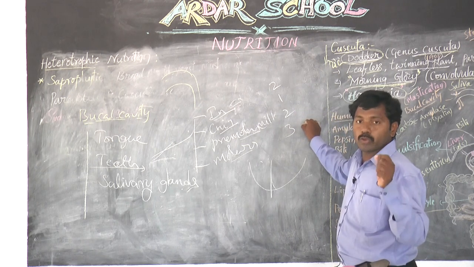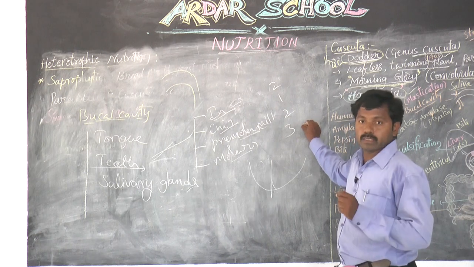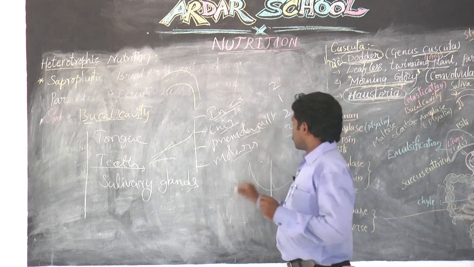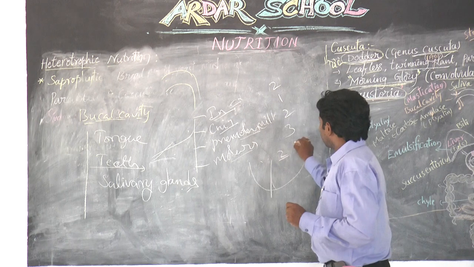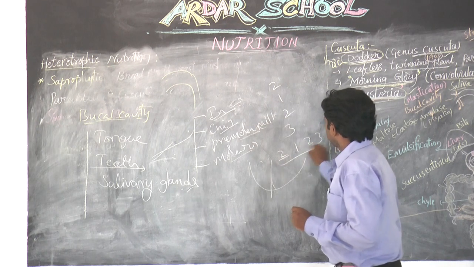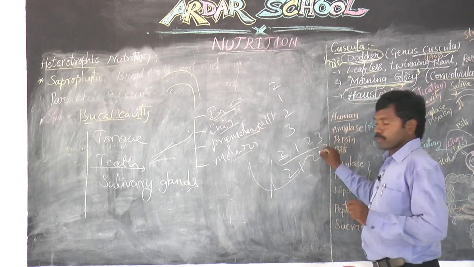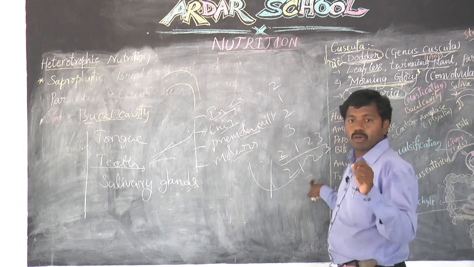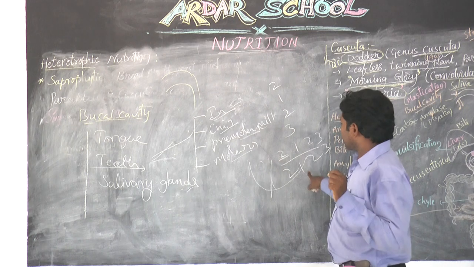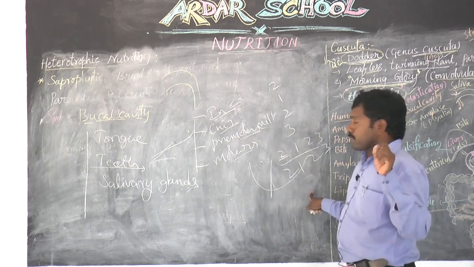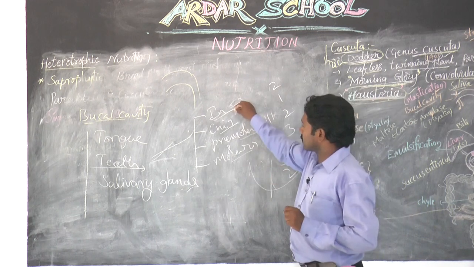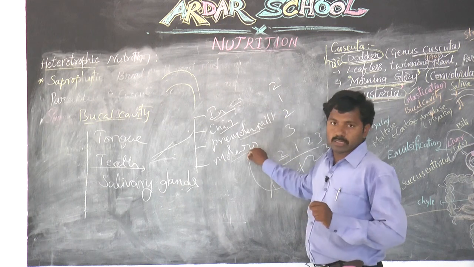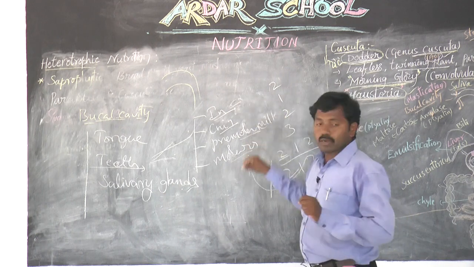The dental formula of the human being is very, very important. So what is the dental formula? 2, 1, 2, 3 by 2, 1, 2, 3. This is the dental formula of the human being. Once again, children: incisors, canines, premolars and molars. These are the four types of teeth.